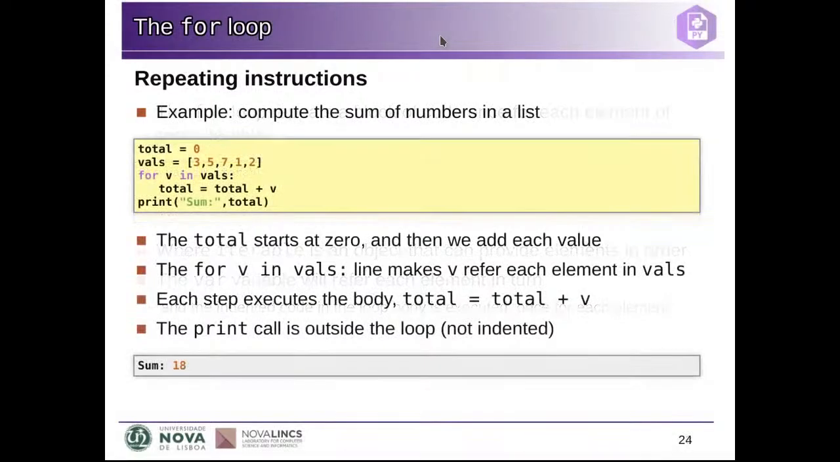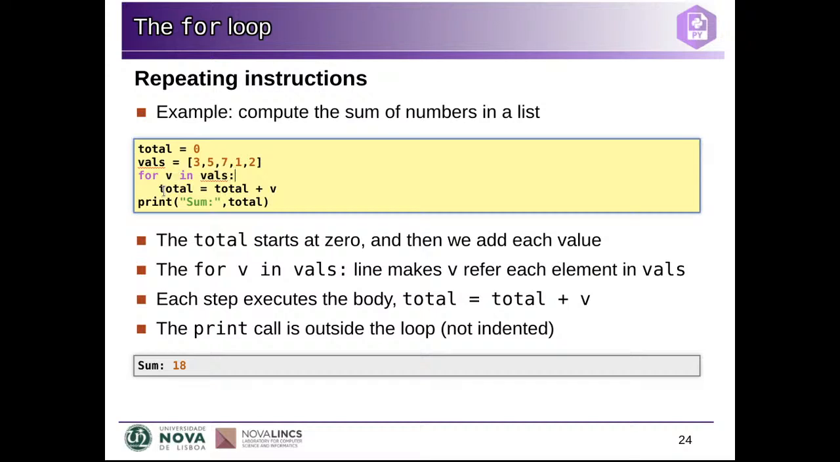So let's see a simple example here. Let's say we want to add these values. So we start with a total of 0, and now we take 3 and add to the total, then 5 added to the total, then 7, 1, 2, and we get the total of the values. To do that, we can create a loop where the variable v, which is a new variable that we created just for the loop, will point in sequence to each one of the values in this list. So this is what we are telling the interpreter here: use v to point to each element of vals.